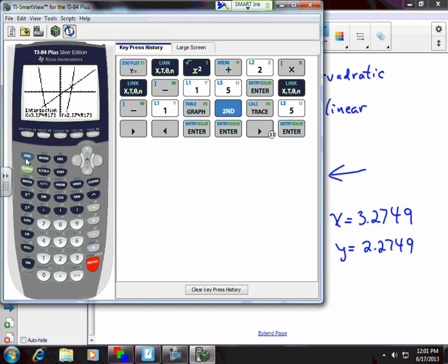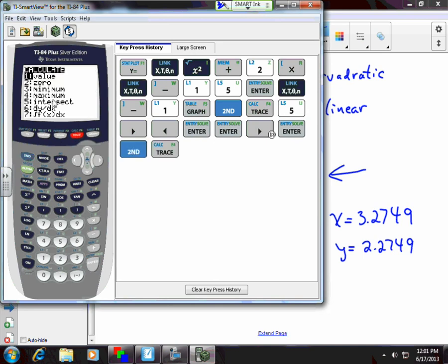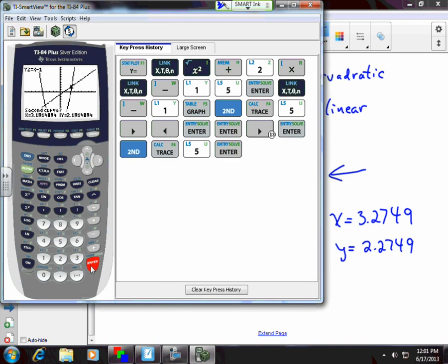So we just do it again. Second calc, option 5, intersect. Again, for the first curve, I'll just take whatever they give me, so I'll press enter. Same thing with the second curve. The only time this really matters is if you have more than 2 curves on your screen at one time. Then you'll have to be careful deciding which curves you want. So I'll press enter. Now I want to guess. Again, you can use the arrow key to scroll down to where we think the point of intersection is. This time I'll just guess myself.